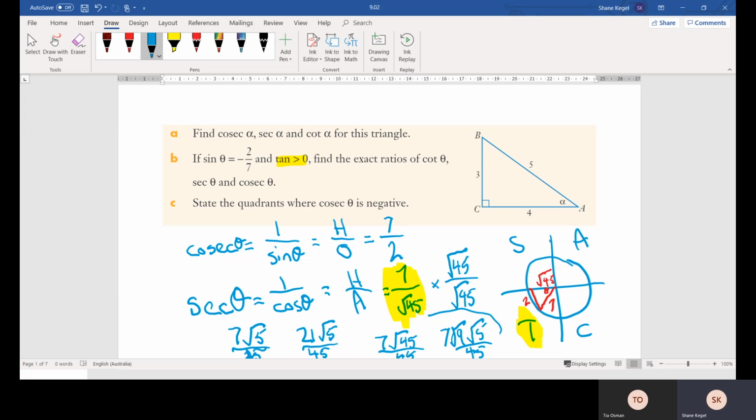So let's continue at the top and we'll do our last one. We've got our cot ratio. So cot is the inverse of tan. Tan is usually O over A.